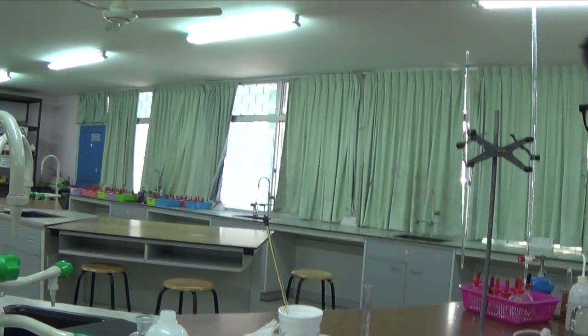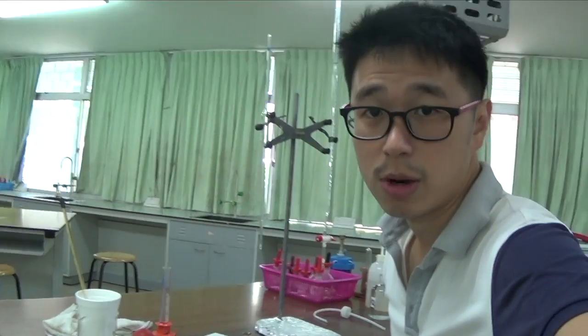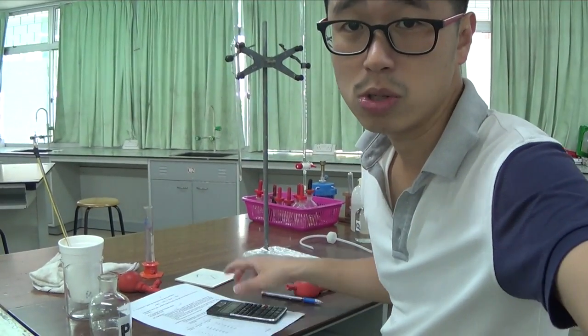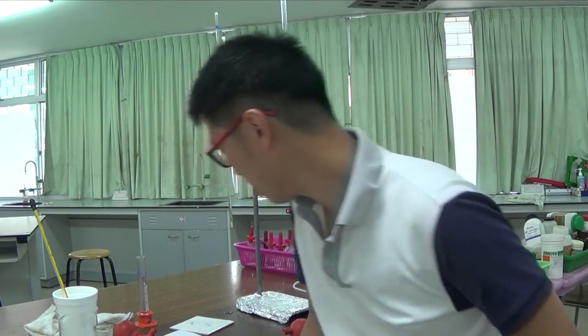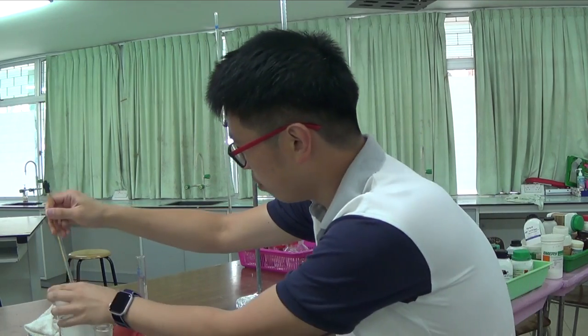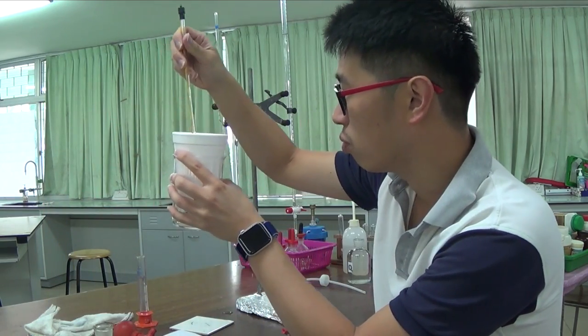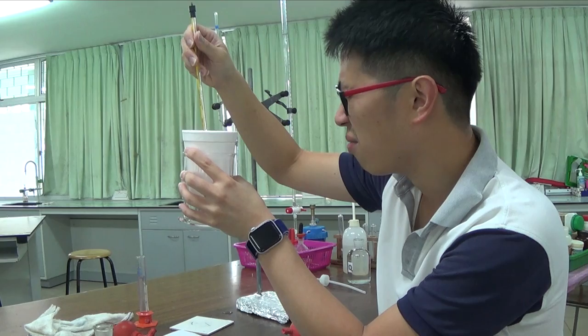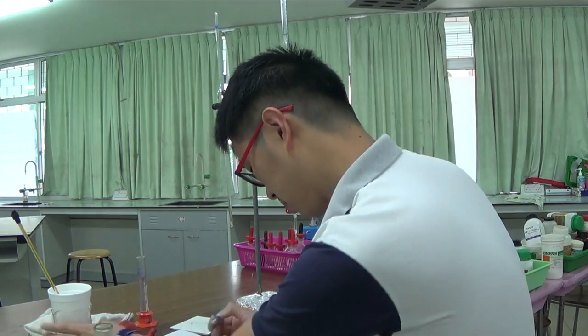While waiting sometimes for your experiments, you are supposed to... Let me just get this straight first. Something is wrong with this thing. Okay. So we're waiting for just temperature to equilibrate or whatever. You're supposed to read instructions and stuff. So it's 22.0.